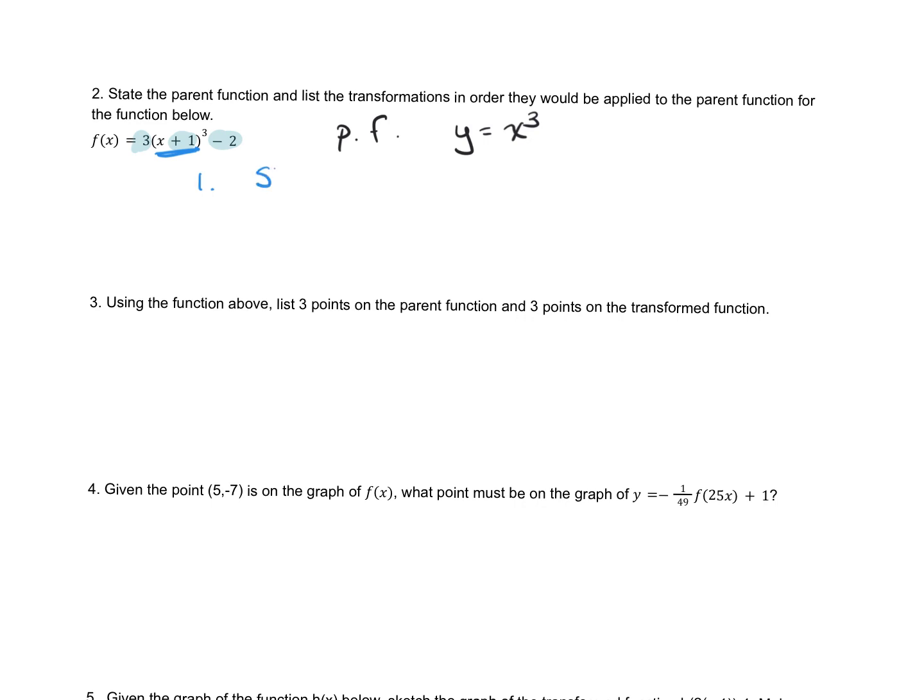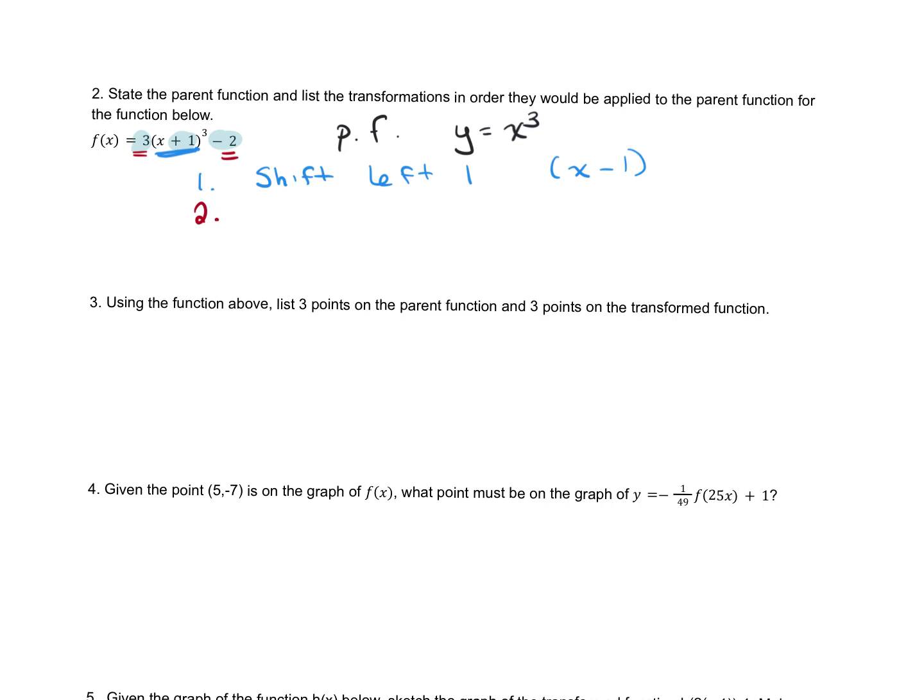So if you recall, that means we are going to shift to the left by 1, which means the x's will all get subtracted by 1. Now, you don't technically have to write the rule x minus 1 here, but in question 3, it's going to help us out. Now, the other two things, the 3 here and the minus 2 here, are vertical, so they're going to affect the y. They're on the outside of the function, so they're going to influence the y.